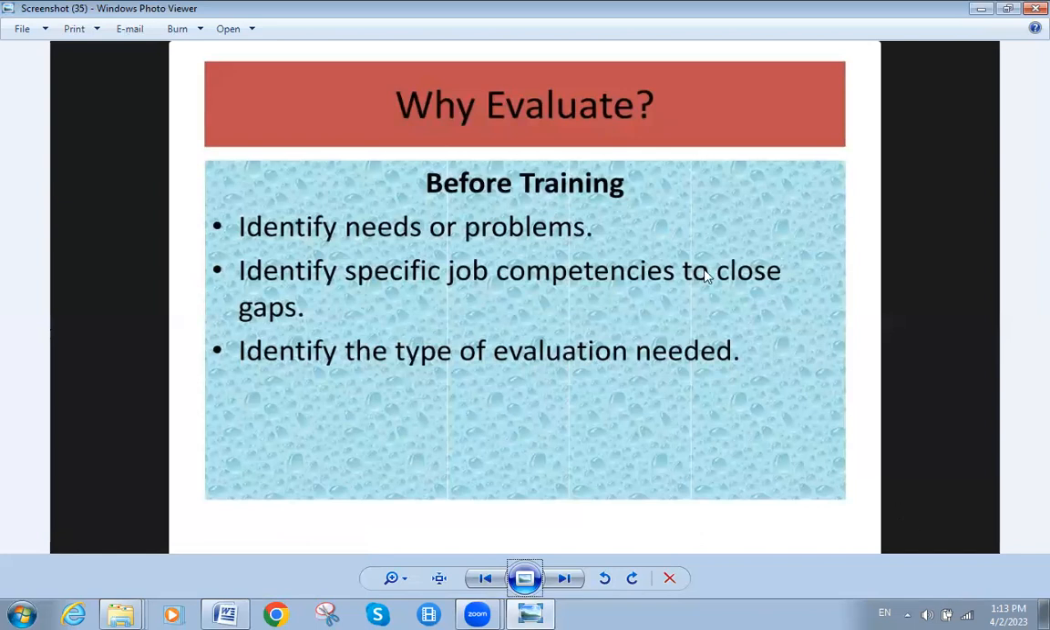So why do we evaluate before training? First, to identify the needs or the problem with the trainee: what he's missing, what needs to be added to his training curricula. Second, identify specific job competencies to close gaps. Third, identify the type of evaluation needed, what he actually needs for his own training course. So this is why we evaluate before training: identify the needs, identify specific job competencies, identify the type of evaluation needed.